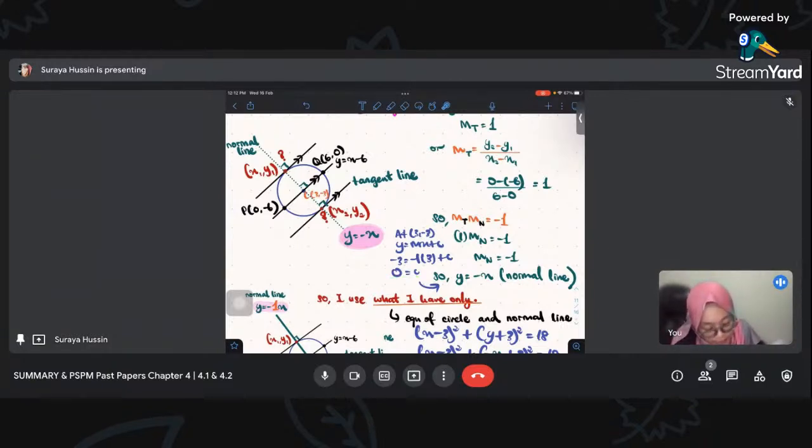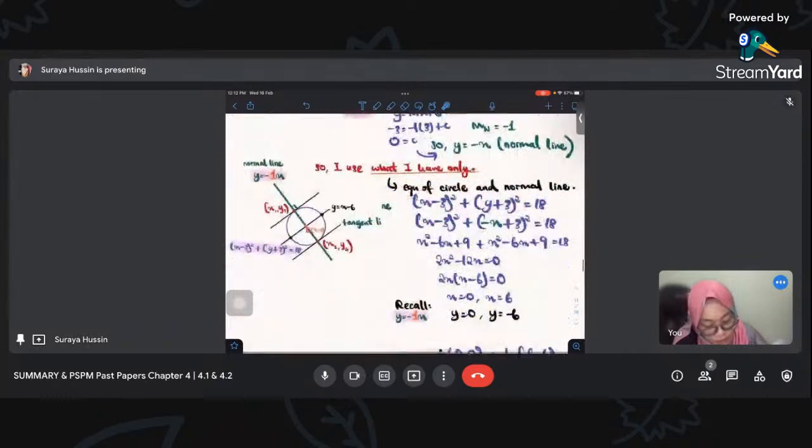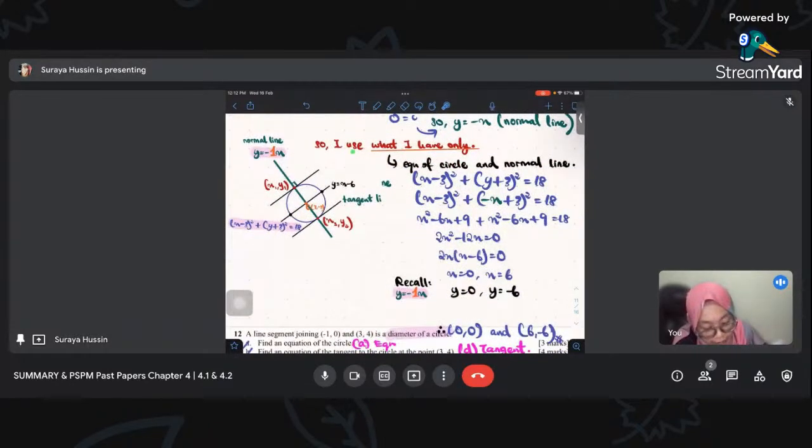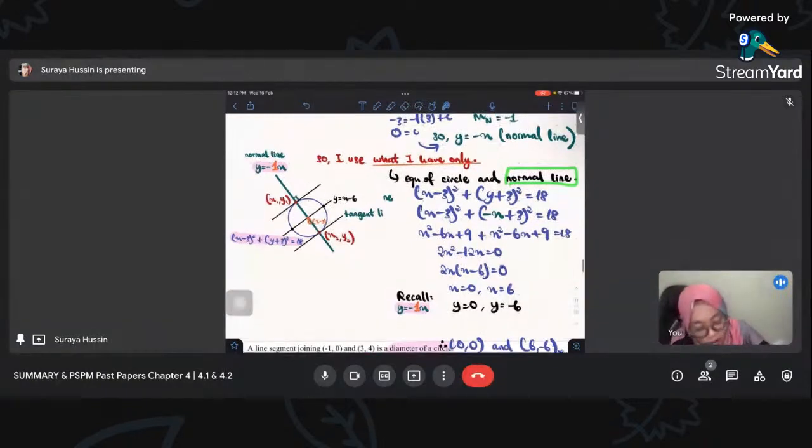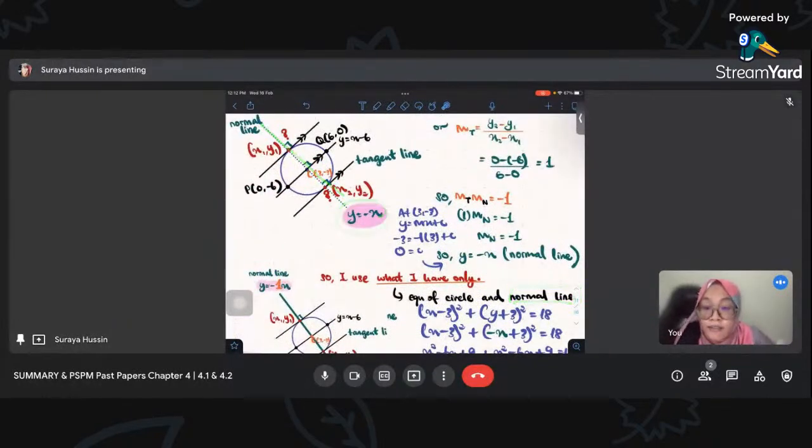Okay, dah dapat normal line. Bila dah dapat normal line, barulah kita boleh cari dua koordinat yang kita mahukan. Macam mana tu, Miss? Okay, macam ni. So I only use what I have. I have equation of circle. Okay, untuk soalan A, untuk tadi question A, question B, I already got the equation of circle. And I also have a normal line. See, I have a normal line just now. I already got it, which is y equals to -x.